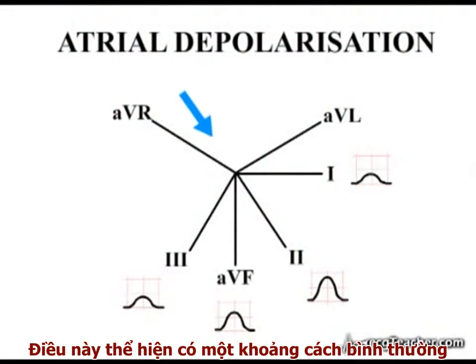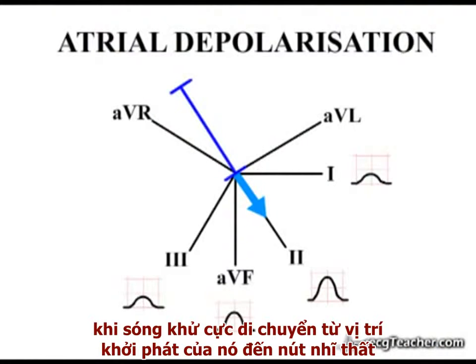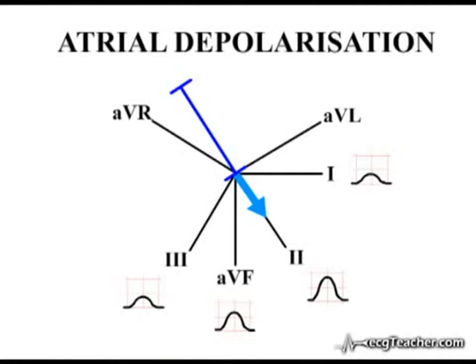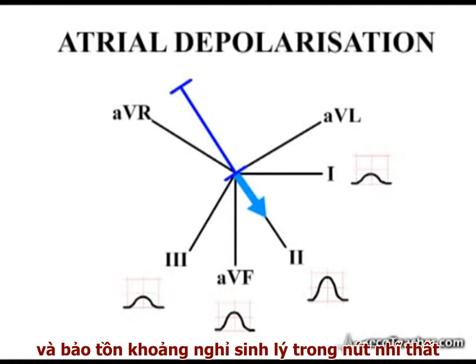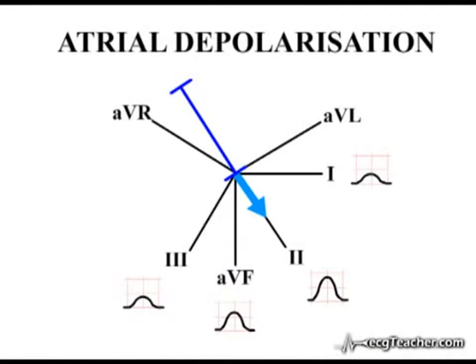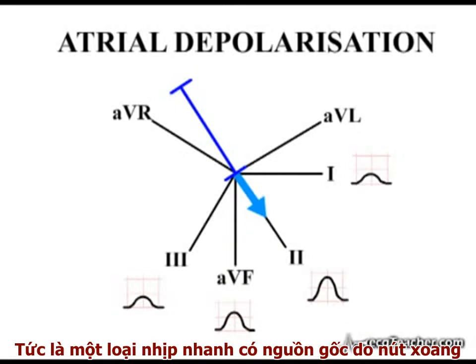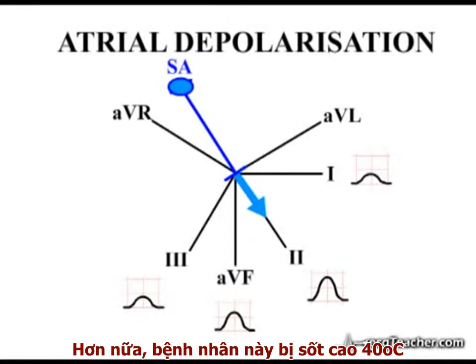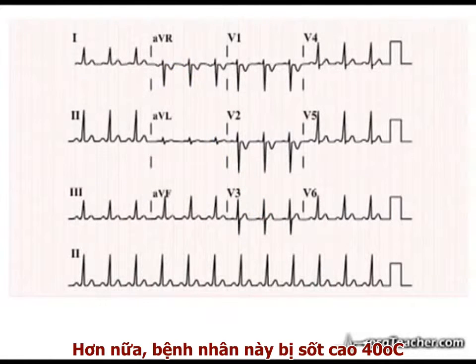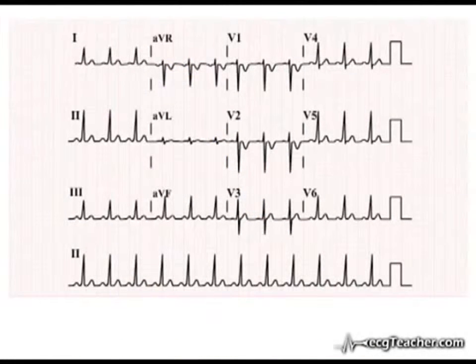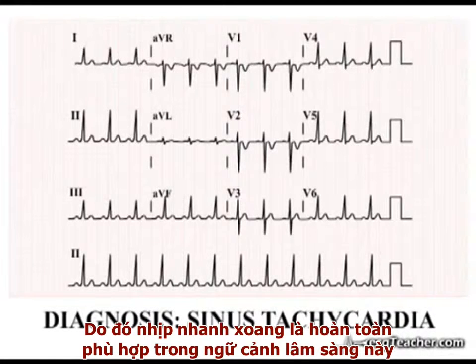This is at least consistent with a normal distance travelled by the atrial depolarization wave from its origin to the AV node, and preservation of physiological delay within the node. Based on this analysis, we can be reasonably confident that this is a sinus tachycardia, a tachycardia originating in a rapidly discharging SA node. Furthermore, the patient from whom this ECG was taken had a pyrexia of 40 degrees Celsius, so sinus tachycardia would be expected in the clinical context.